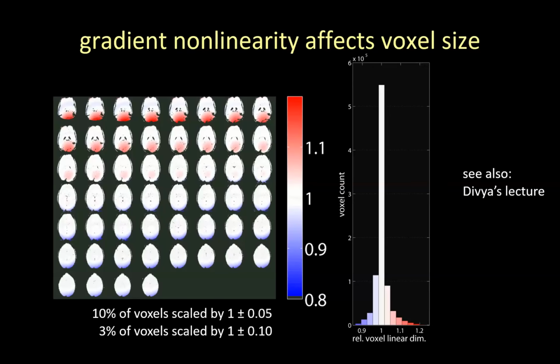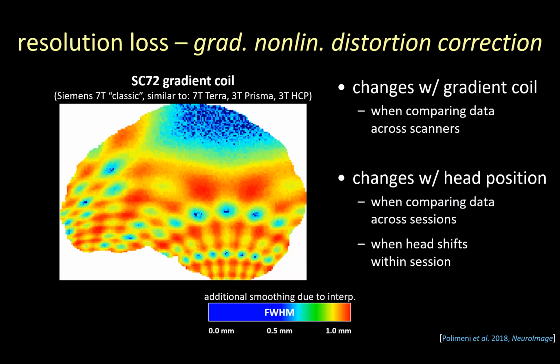But the point is that, and this isn't something we can correct, we think that the voxel size is the same across the brain, but it's varying due to other effects, but definitely due to these geometric distortions. And just to point out, when we apply these gradient nonlinearity corrections, we also see resolution losses due to interpolation. As I said, the pattern depends on the gradient nonlinearity, which means that it changes with the gradient coil, and of course changes with head position. This is a map, again, of just the additional smoothing imparted into the data due to this interpolation.